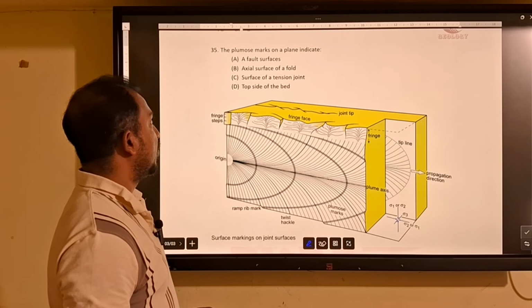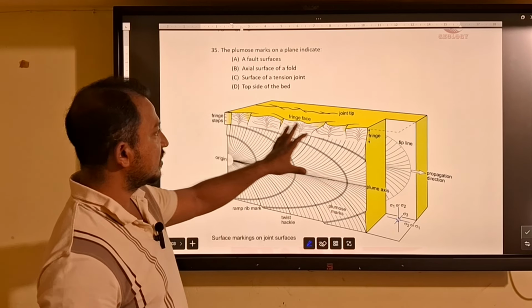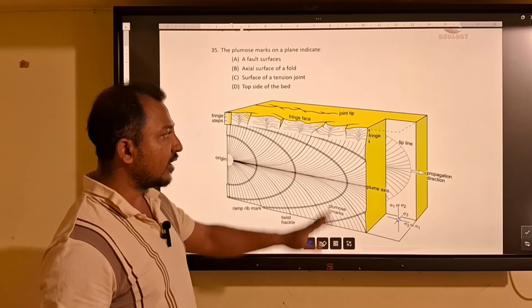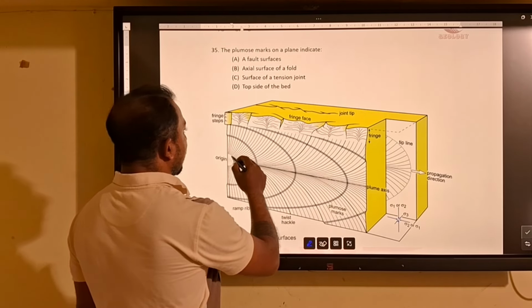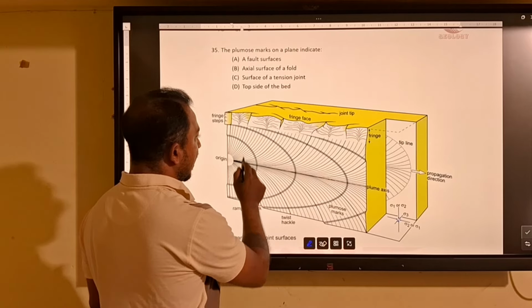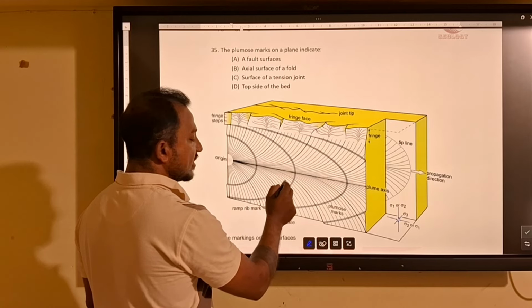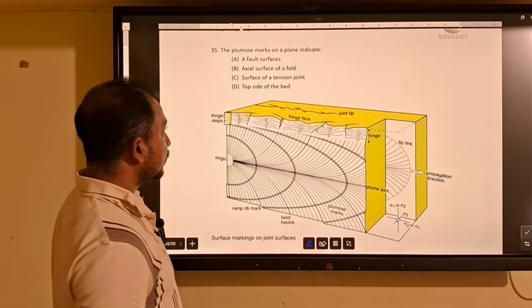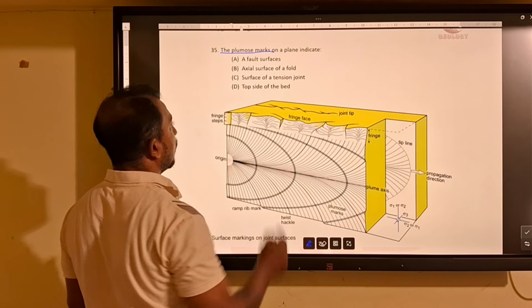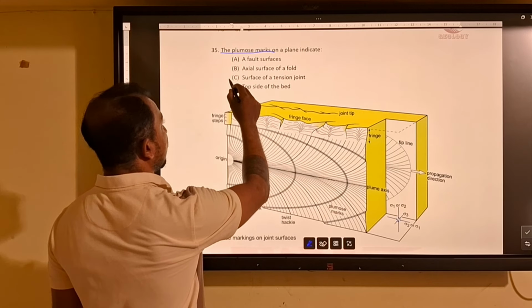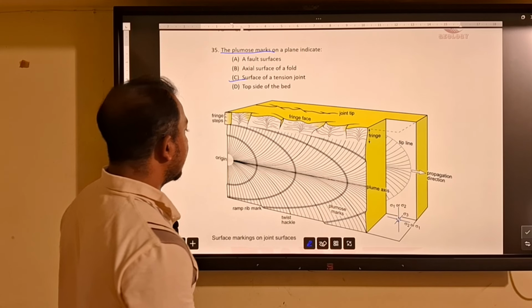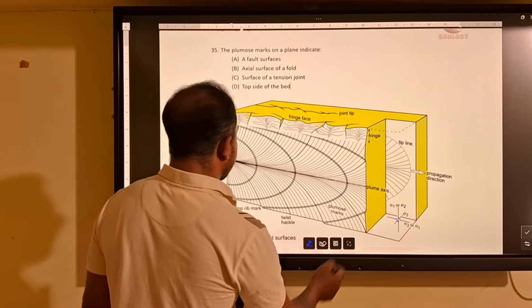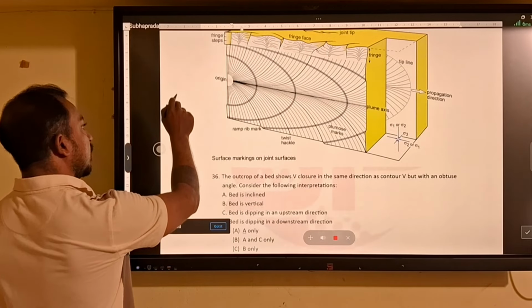Next comes plumose marks. Remember, plumose marks are produced on the joint surface. It is the characteristic marking of a joint surface, where you will find these radiating lines, and these are called hackles, which indicate a pause in movement. So a plumose mark indicates the surface of a joint. It is a characteristic structure of a joint surface. Remember, it is a plumose structure.